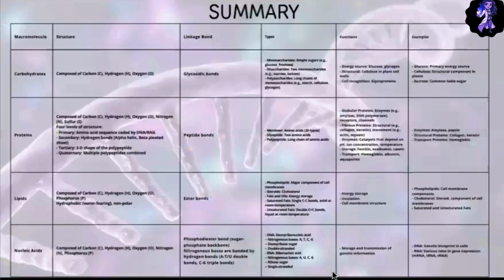Now that we've reviewed all four major macromolecules, this table or summary talks about each of their structure, type of linkage, types, functionalities, and examples. If you want to take a screenshot of this, this will be helpful as well. I hope that you enjoyed this debriefing of macromolecules and it helps you really understand the breakdown and differences between the four major groups.